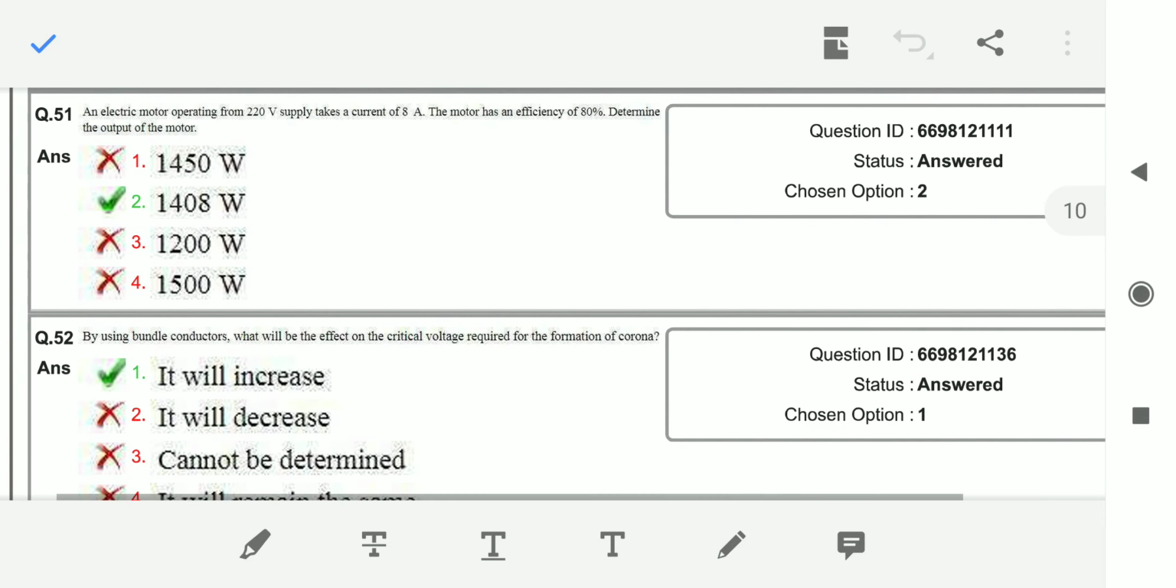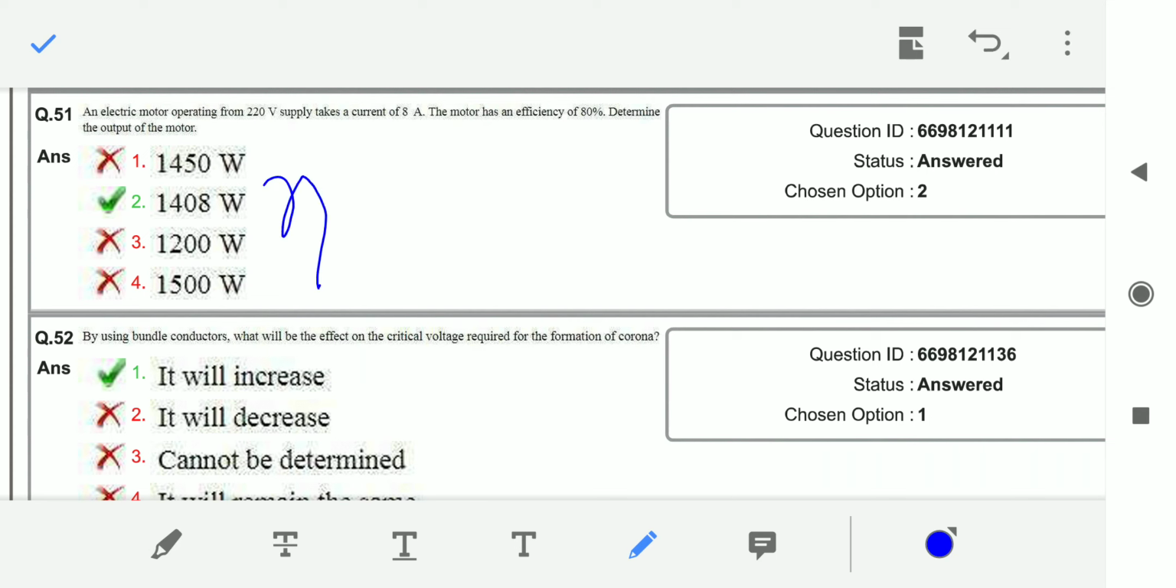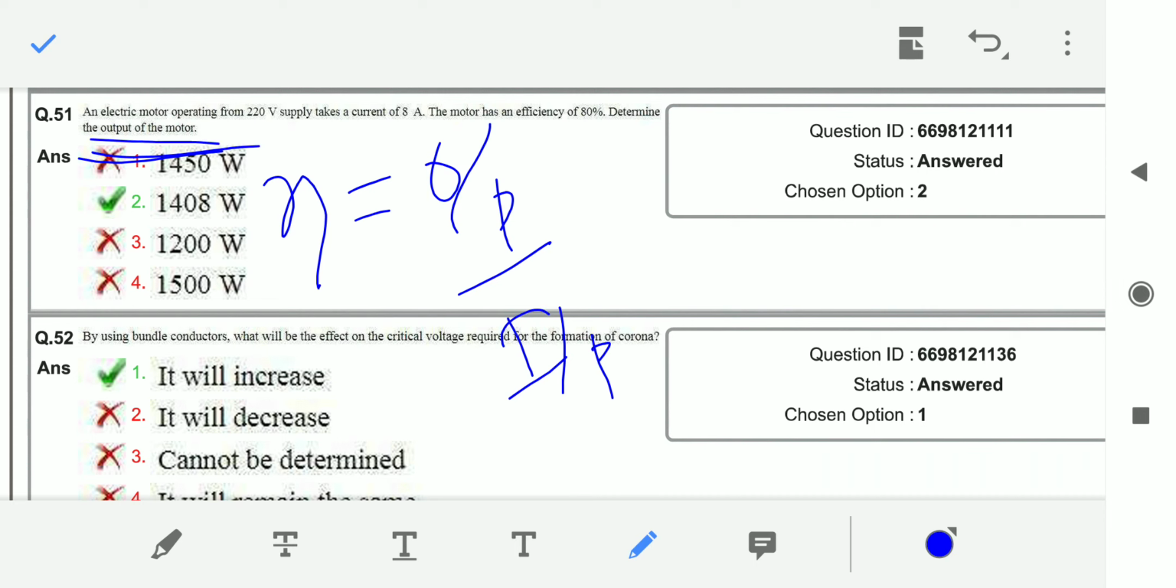Now let us see question number 51. An electric motor operating from a 220 volts supply takes a current of 8 amperes. The motor efficiency is 80%. Determine the output of the motor. Here he has given the efficiency. Efficiency is nothing but output by input. Here the percentage efficiency is 80%, so efficiency is 0.8. He is asking us to calculate the output.